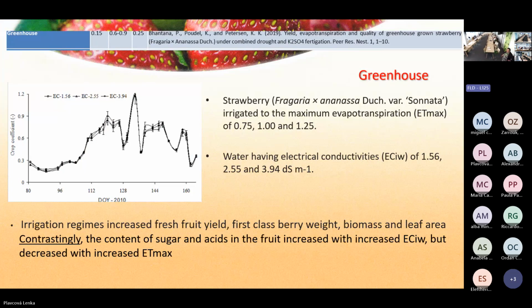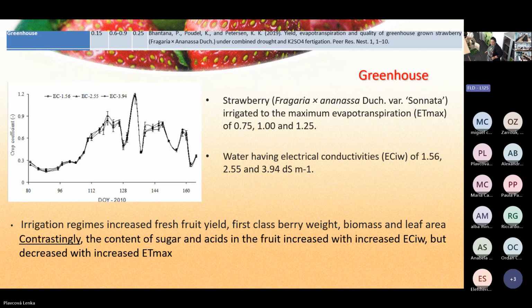Okay. For the greenhouse condition, I found two studies, but the other one was a little bit strange because it showed crop coefficient 1.1 all the time. So I didn't take it into account. This one is work from my colleague from Aarhus University. We actually were seated together in the office when I was working on my PhD.